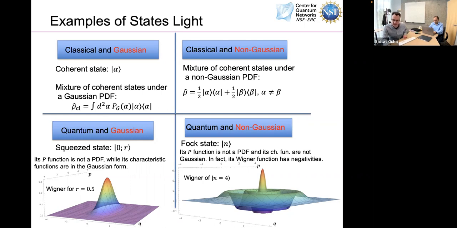A state can be quantum and non-Gaussian. A prime example is the Fock state, because if you go to calculate the P function, you will find that it is the nth derivative of some Dirac delta, which is not a proper PDF. That makes it quantum, and it is non-Gaussian simply because if you go to calculate the Wigner function of a Fock state, you will find that it can be negative.